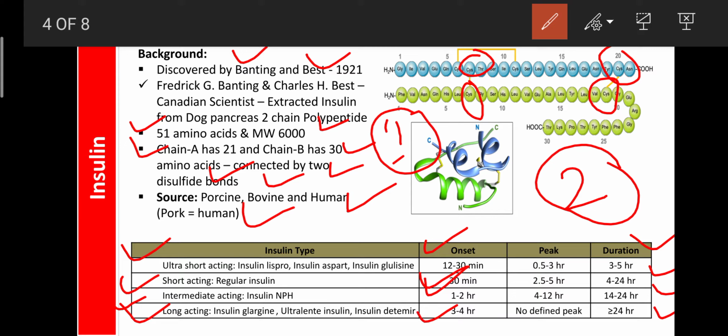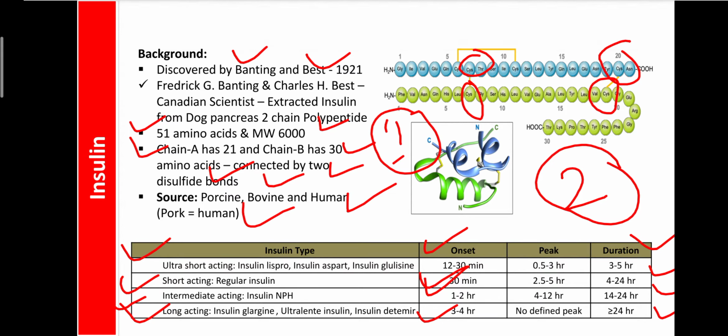So that's why ultra short acting insulin is used along with the long acting. Initially it can control the sugar level, and for a prolonged time the long acting can control our blood sugar level. So like that, insulin is categorized into types on the basis of the duration of action.